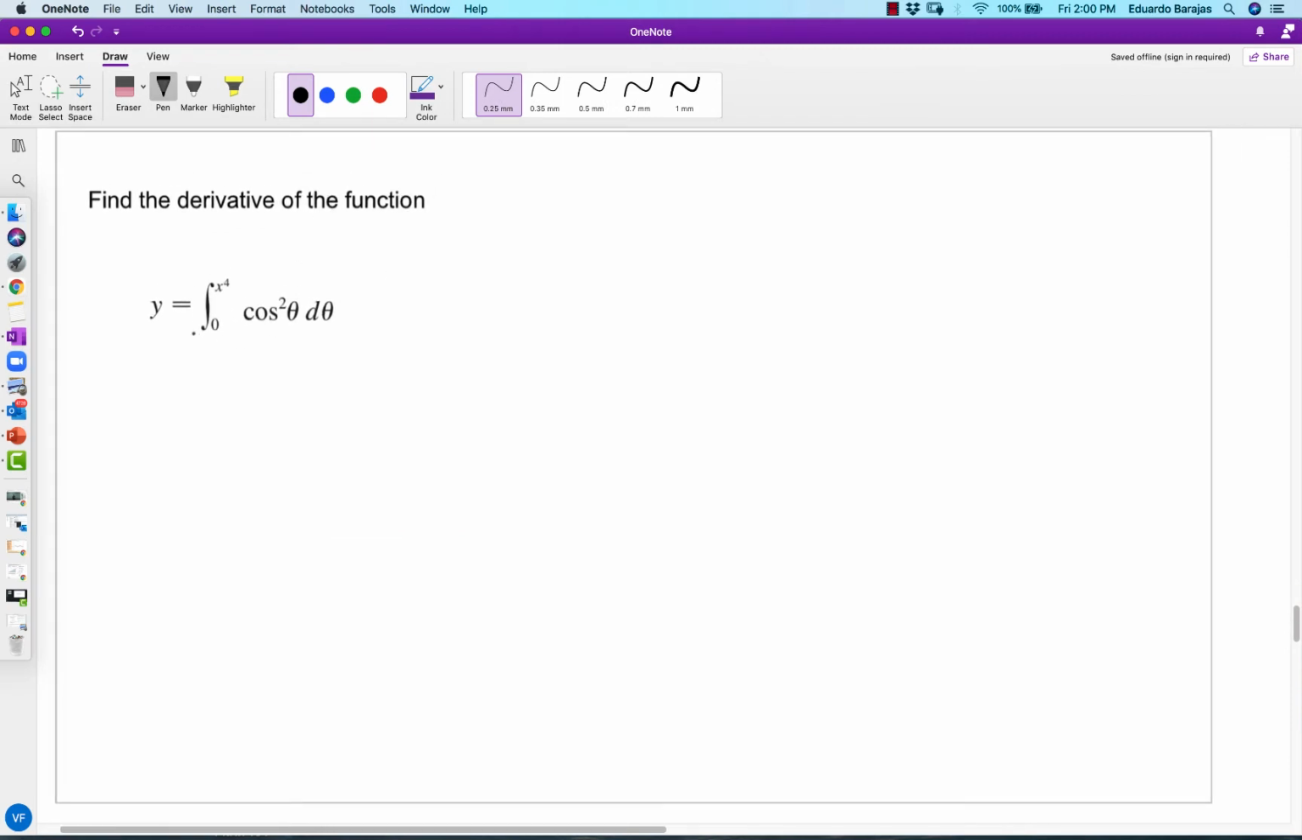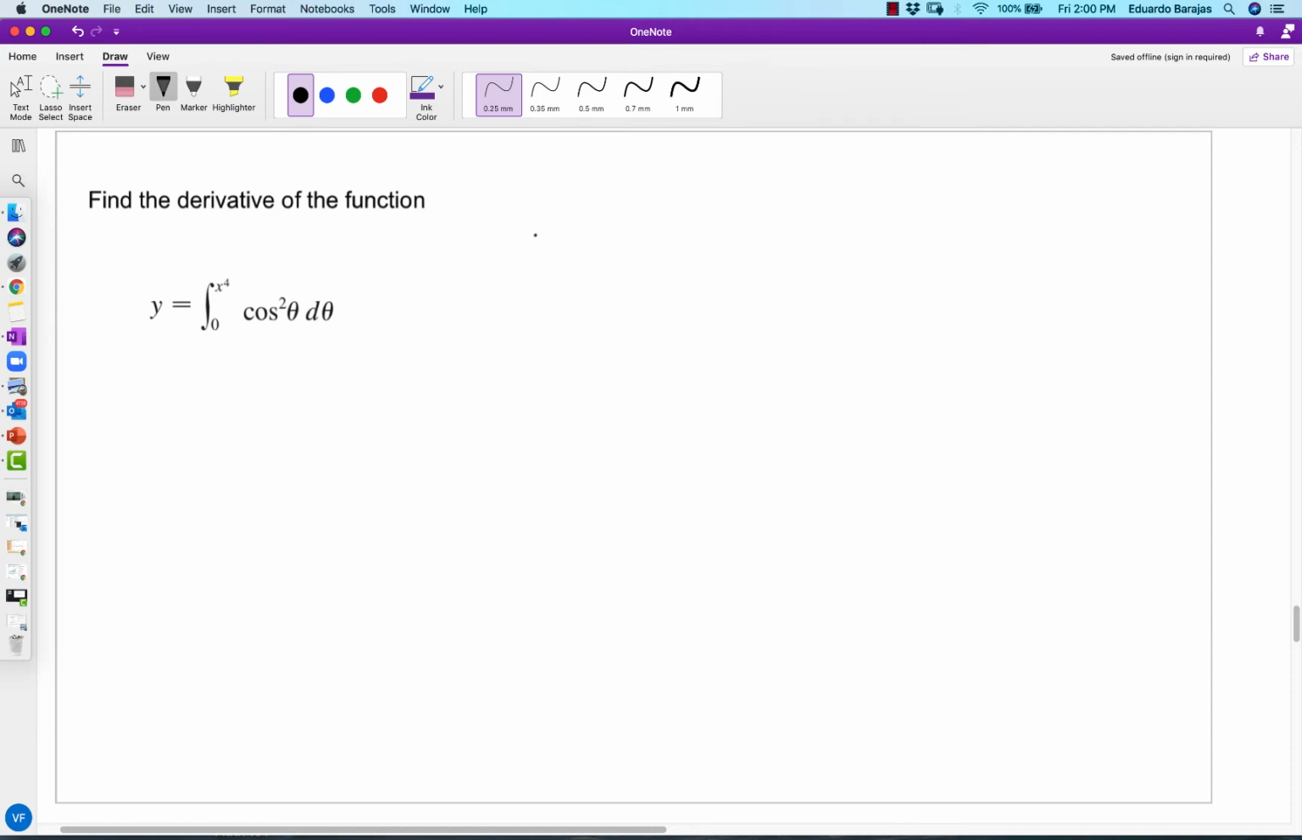Okay, another example. Let y equal the integral from 0 to x to the power of 4 of cosine squared theta d theta. Okay, so it might be tempting to say that this is easy, following the pattern from before, that we would end up with cosine squared of x to the fourth. But we have to be careful that our definition had a variable x, not x to the power of 4 up in the upper limit. So this is what we have to do.